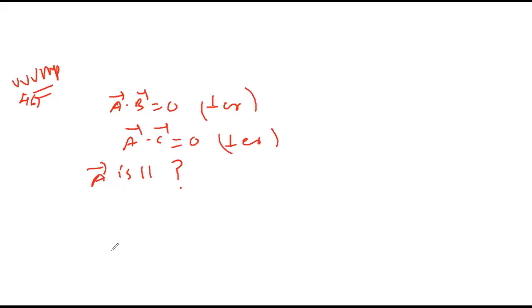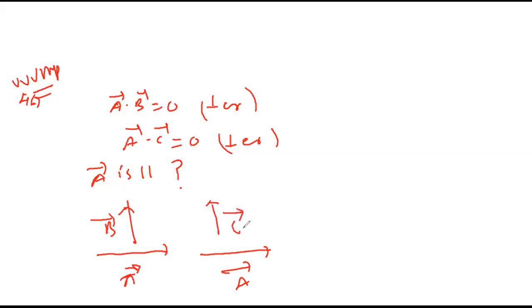So now let us check. A bar must be perpendicular to B bar; then only the dot product is 0. Similarly, A bar must be perpendicular to C bar; then the dot product is 0. So A bar is parallel to whom? A bar is parallel to something like this. This vector is perpendicular to B also, perpendicular to C also.